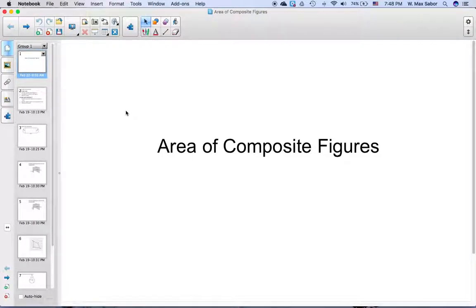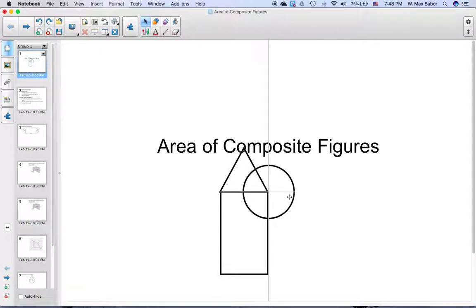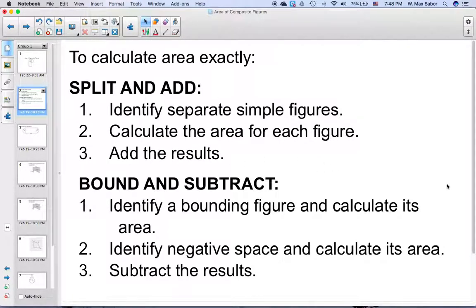Area of composite figures. A composite figure is not a simple figure. It's something like a rectangle with multiple triangles coming out of the sides of the rectangle, or even a semicircle. This would be an example of a composite figure where we have multiple pieces going on at the same time. So to calculate area, there are two main strategies.